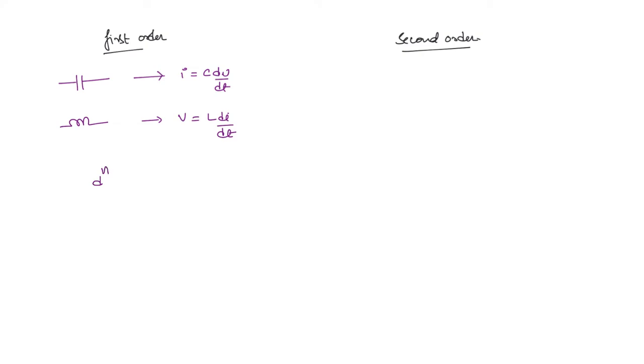See, if this is d^n x by dt^n plus some coefficient into d^(n-1) x by dt^(n-1), plus so on, till a_n dx by dt plus a_(n+1) is equal to 0, if you take. So what is this order? This is an nth order differential equation. Now here if you can see, for an inductor and a capacitor we have only the first order.